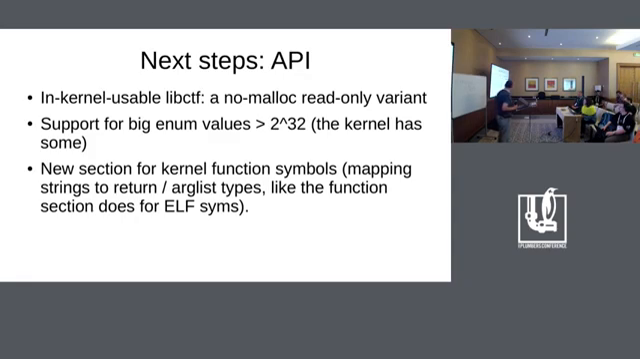I want to be able to support big enum values. BTF and CTF currently say its enumerated values must fit within 2 to the 32. C doesn't say that, and you can have any integral type, so it could easily have a 2 to the 64 minus 1 value, and the kernel has some. So I'm going to have to do a bit of a format change for that. libctf will of course keep its backward compatibility promise, so we'll be able to read the old ones.